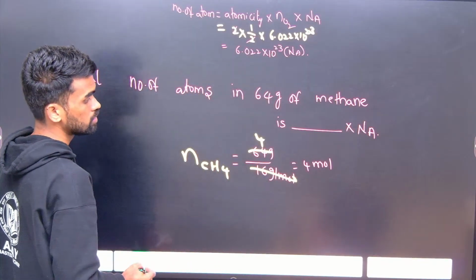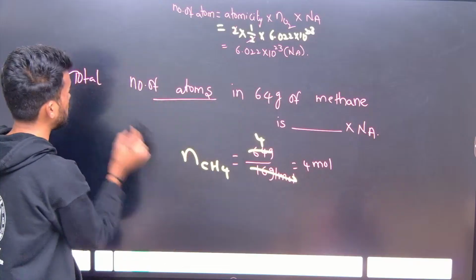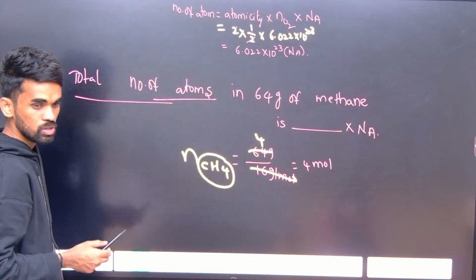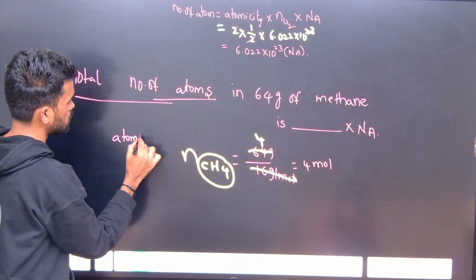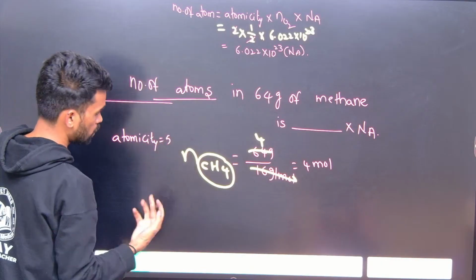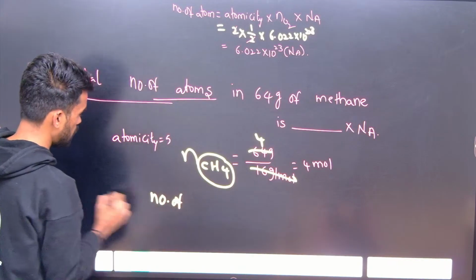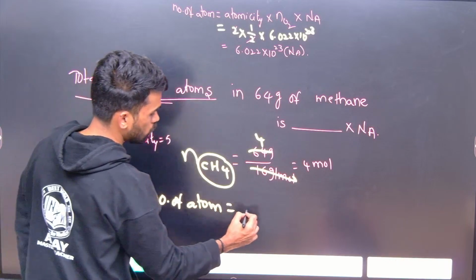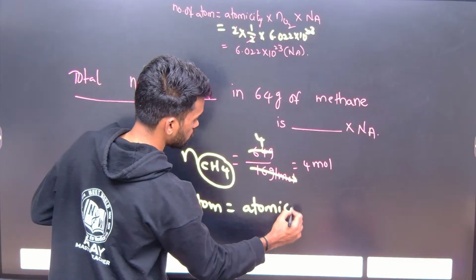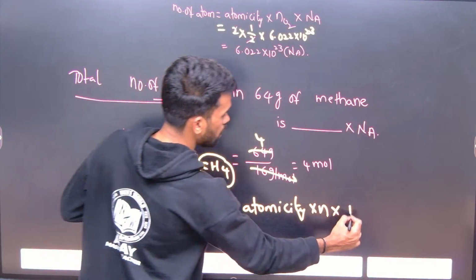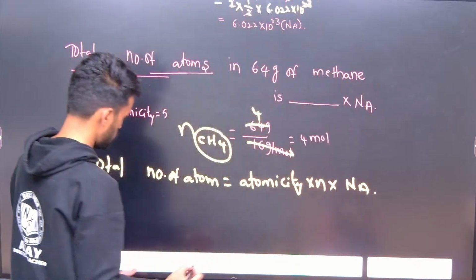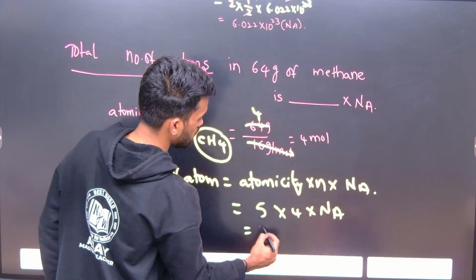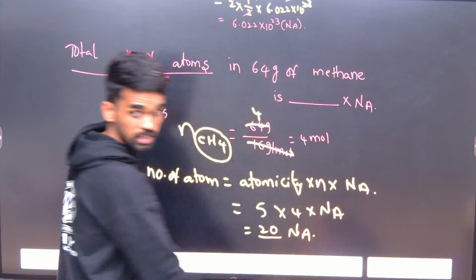Okay, now what do I want? Number of atoms, total number of atoms. So in one molecule of methane, how many atoms are there? 5. So atomicity is 5. Now I am asking for the total number of atoms. What is the formula? Atomicity into number of moles into Avogadro number. So 5 into 4 into Na.